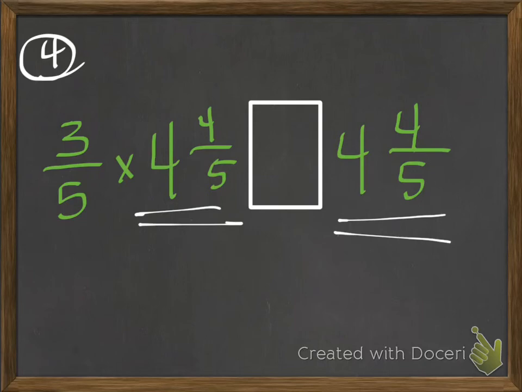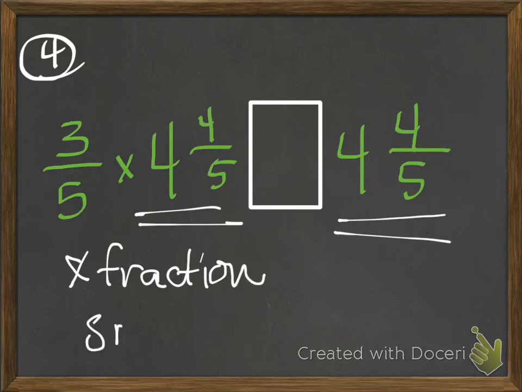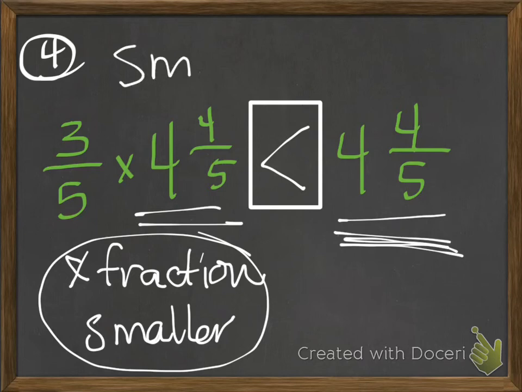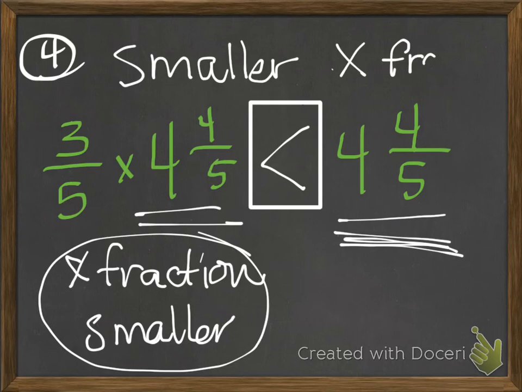Okay, we are multiplying 4 4/5 times a fraction. Anytime you multiply something times a fraction, it will get smaller. So this side is going to get smaller than the original number we started with. Okay, so what that means is if you want to make something smaller, then you need to multiply it times a fraction.